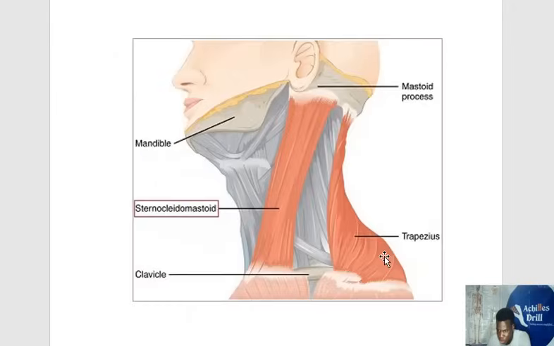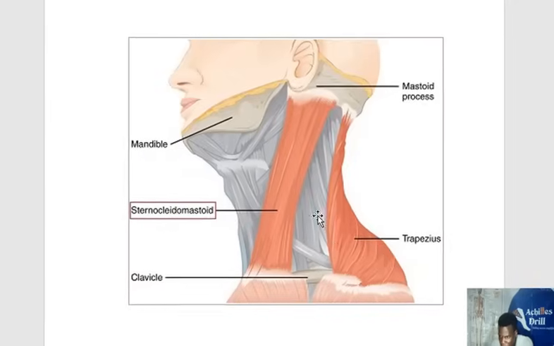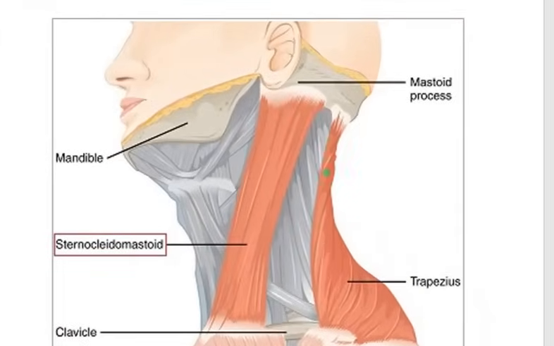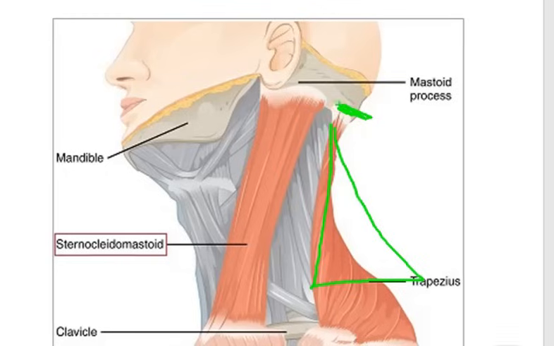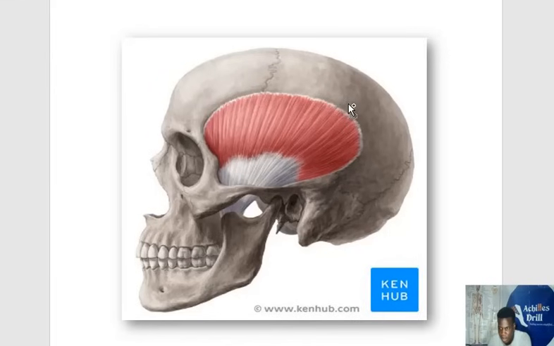This picture shows that better. Can we come down here? Yeah, this is the trapezius muscle, and you can see it's attaching to the superior nuchal line, somewhere right there. Okay, so that's that about that.